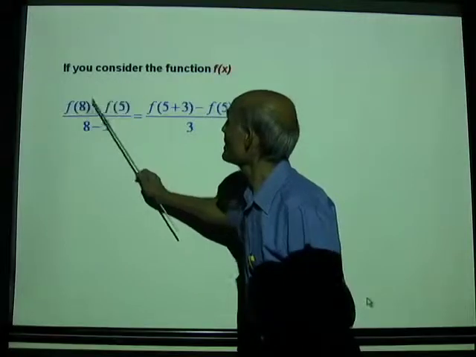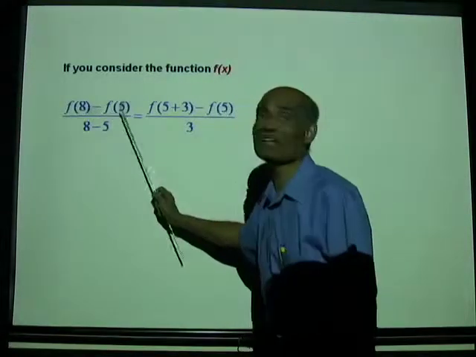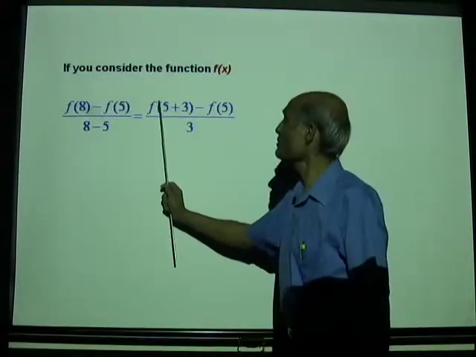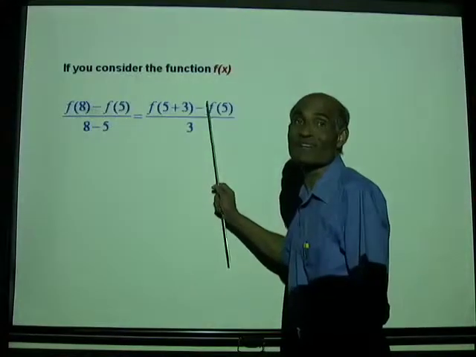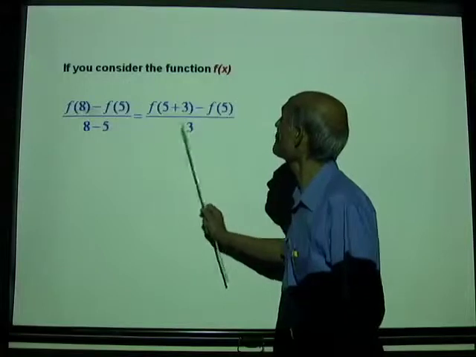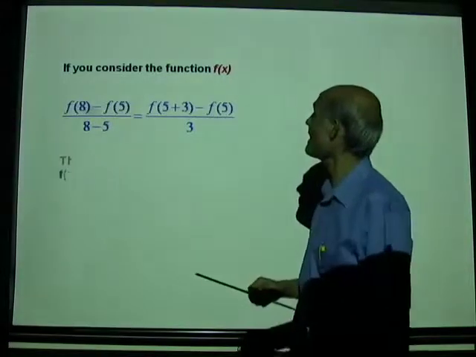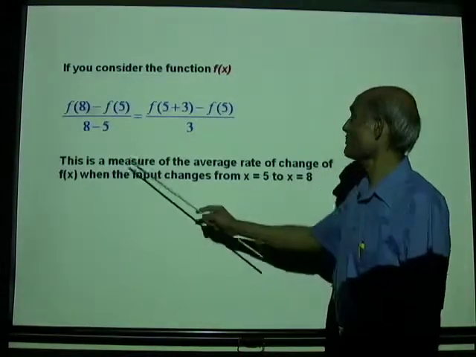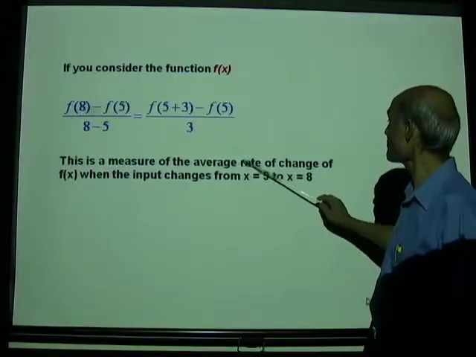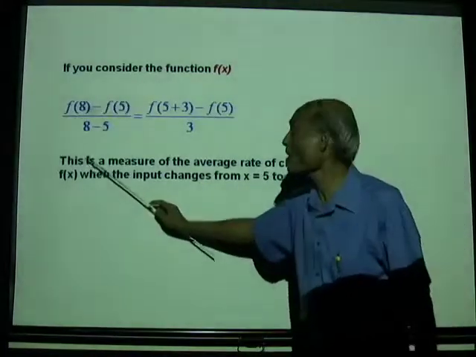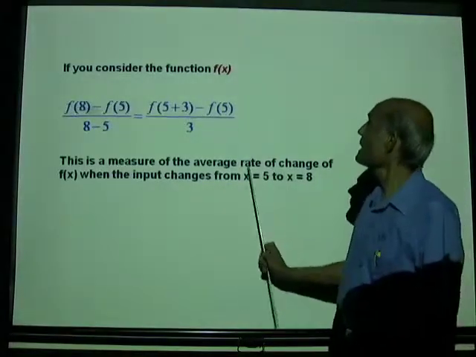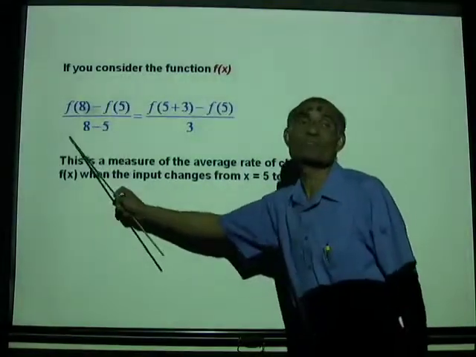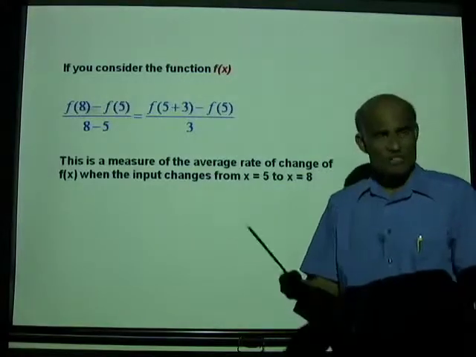We just said f of 8 minus f of 5. I can write it like this: f of 5 plus 3 minus f of 5 over 8 minus 5, which is 3. Now this is a measure of the average rate of change of f of x when the input changes from x equal to 5 to x equal to 8. I hope that is now clear.